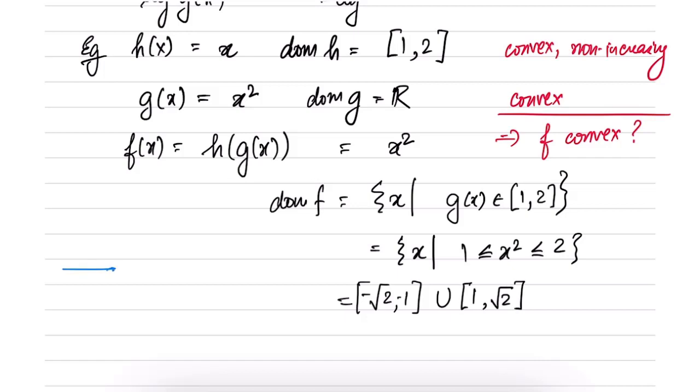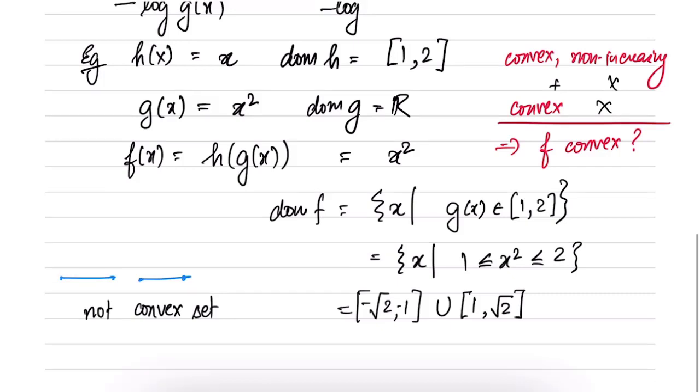So these are two disjoint intervals, and such a set cannot be convex. So this is not a convex set. In other words, the domain of f is not a convex set, which means that f cannot be convex. Even though from our rules we are able to conclude that f is convex, in reality f is not convex. This means that the rules that we have derived are not correct.